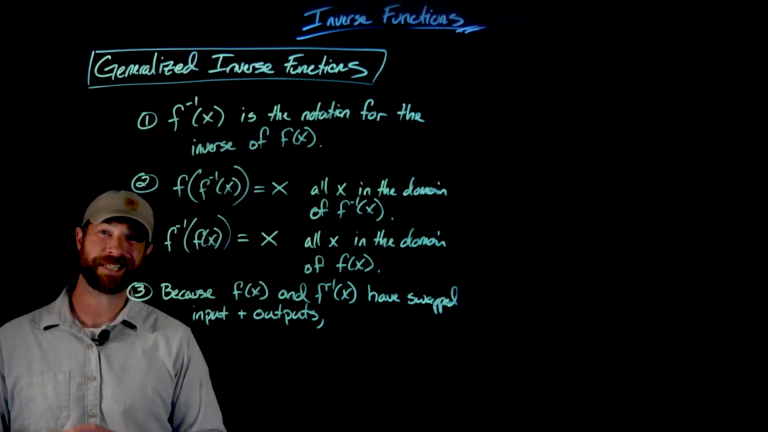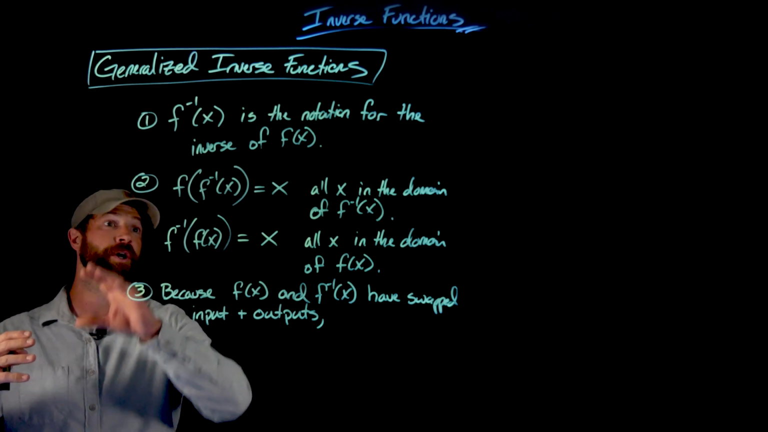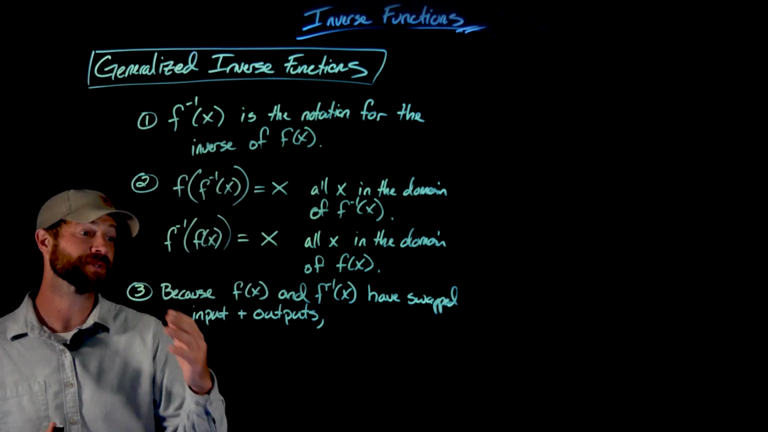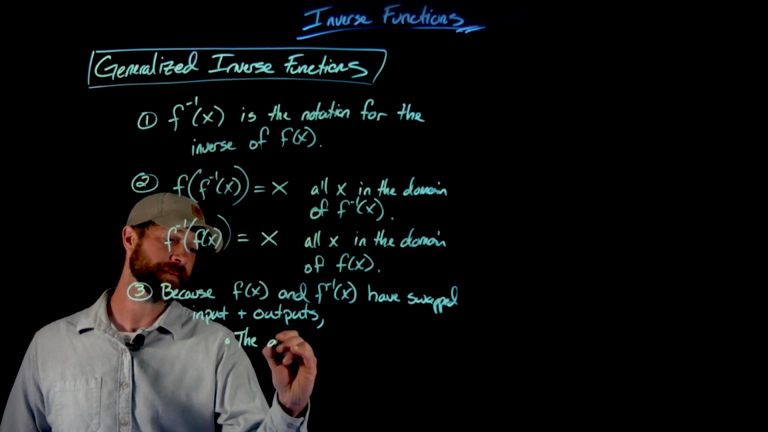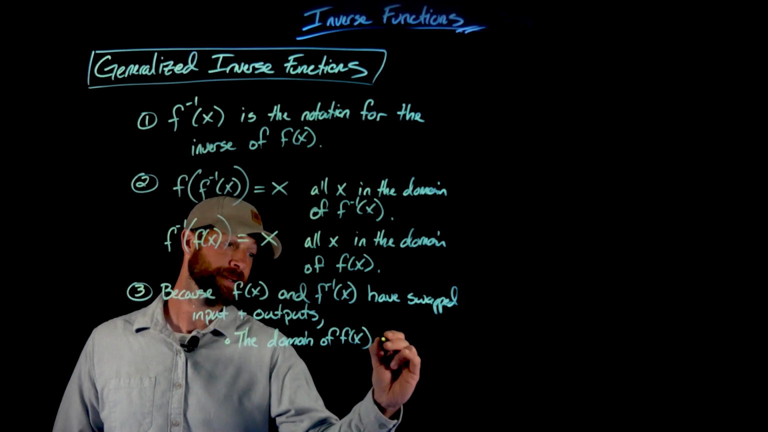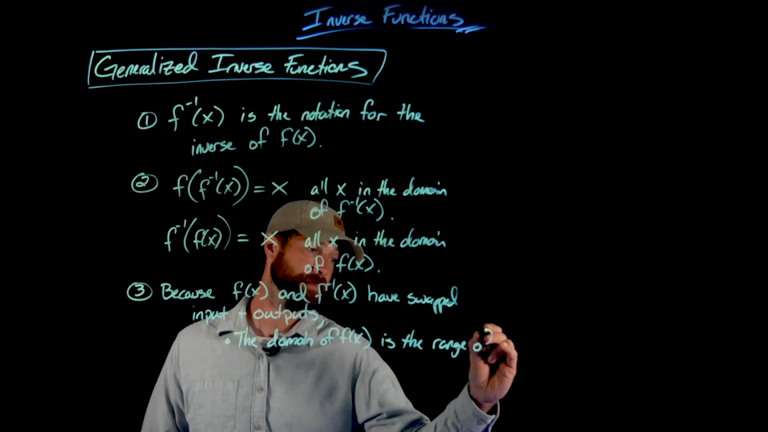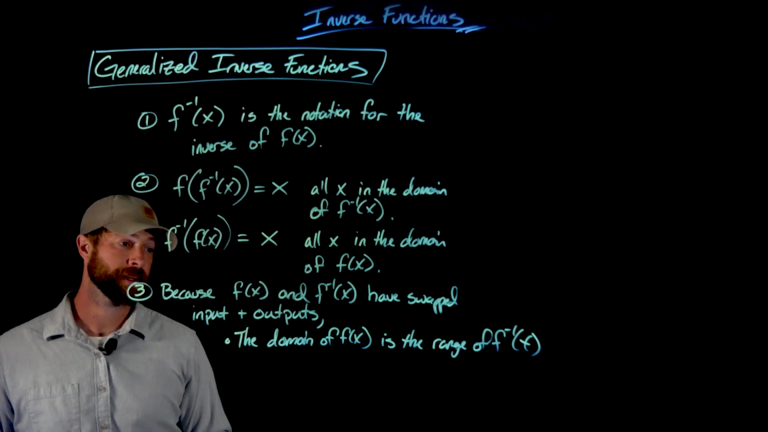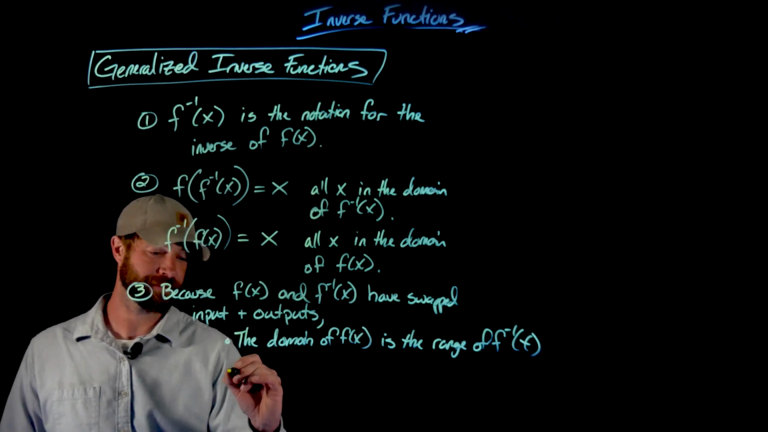Our third statement is a direct consequence of what we said for that first example, that we swap the inputs and outputs, which leads to this idea of the undoing of each other. But because they have swapped inputs and outputs, importantly, first of all, the domain of f of x is the range of its inverse. And the range of f of x is the domain of its inverse.